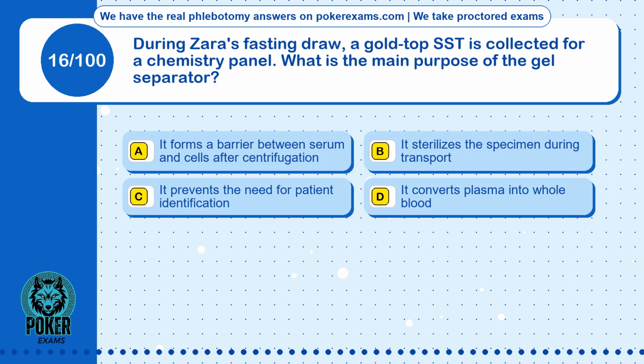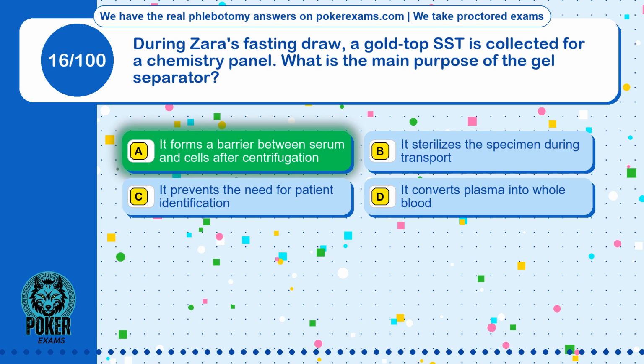Question 16. During Zara's fasting draw, a gold top SST is collected for a chemistry panel. What is the main purpose of the gel separator? Option A. It forms a barrier between serum and cells after centrifugation. Option B. It sterilizes the specimen during transport. Option C. It prevents the need for patient identification. Option D. It converts plasma into whole blood.